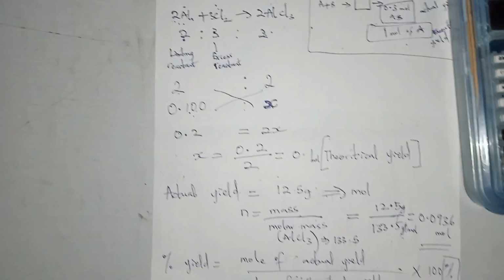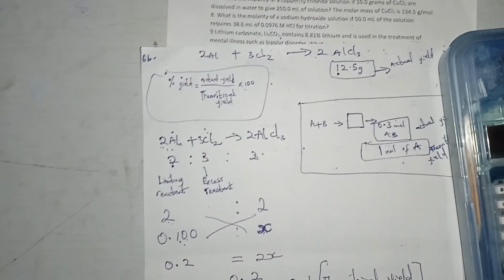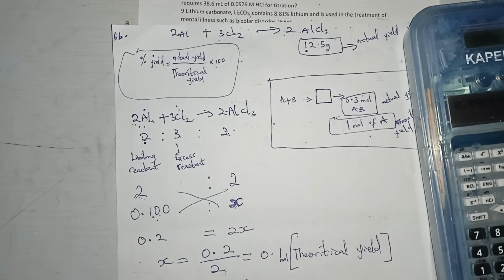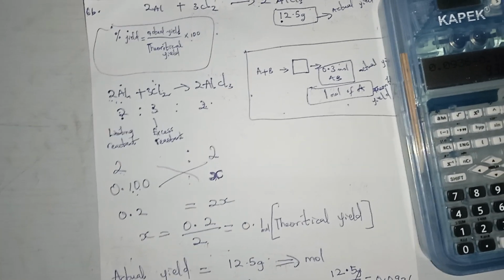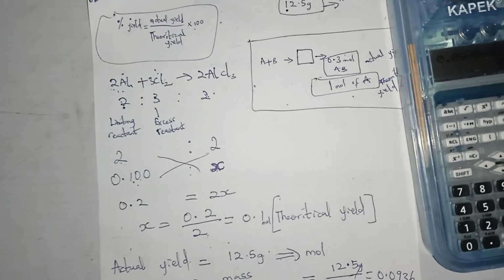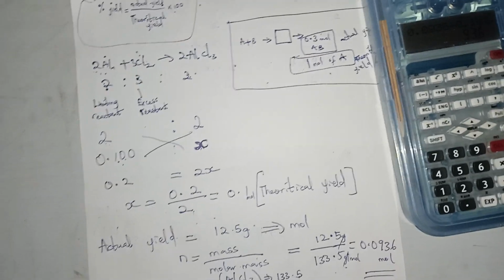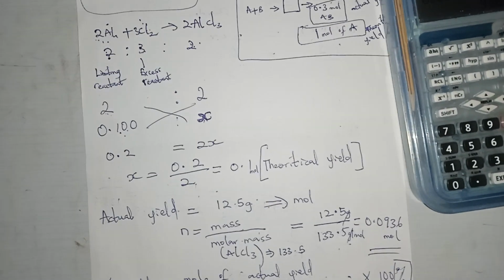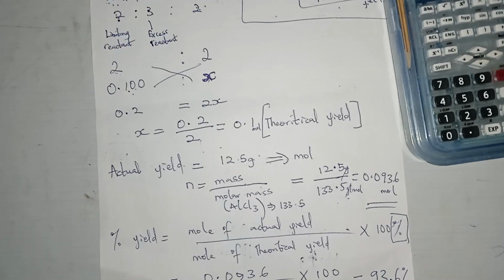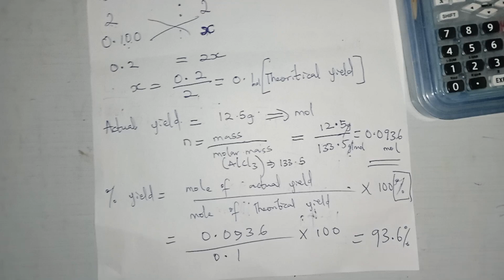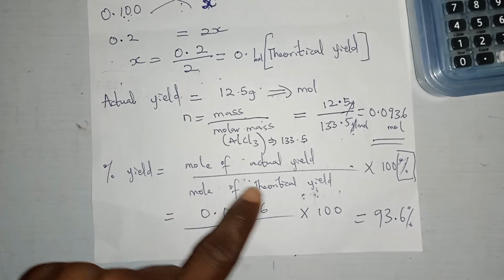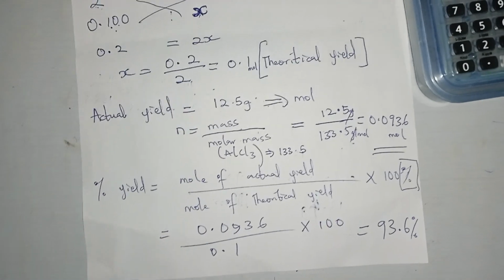Thank you. So the key thing is to understand that whenever they ask you about theoretical yield, it's all about comparing limiting reactants with the products. Actual yield is what you are given in that question, the gram or mole you are given. While percentage yield is always going to be this formula you're making use of.